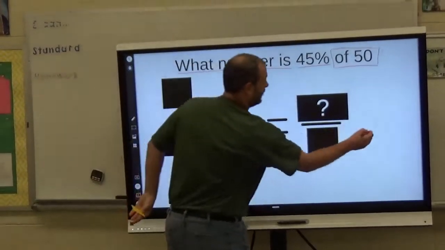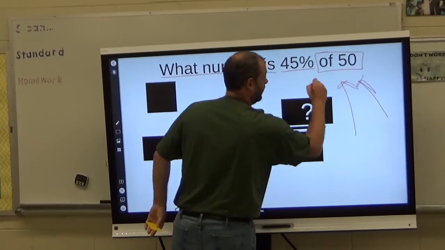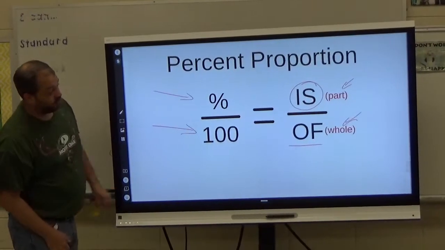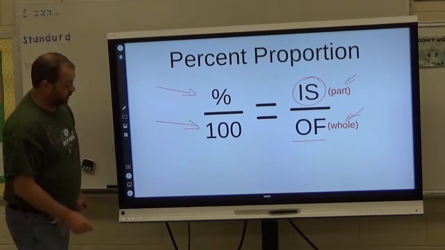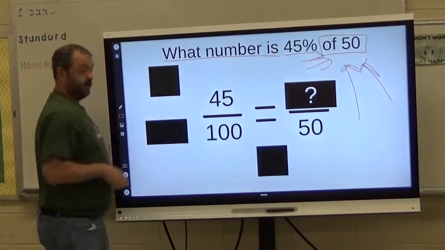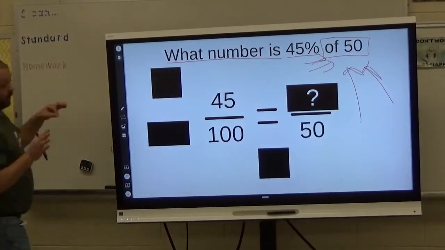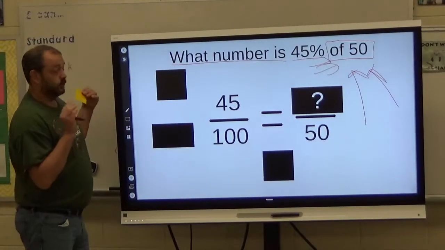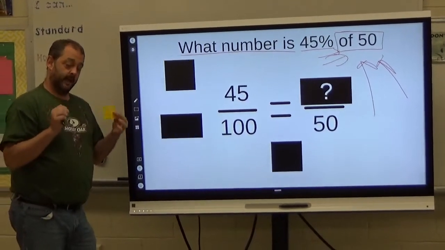And it says of 50. And if you remember from before, of goes bottom right. So the of 50 should go down here. Now, we have all the numbers in place. All we have to do is do something called cross multiply and divide.